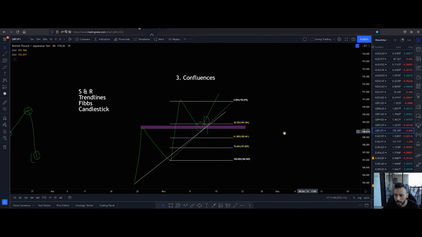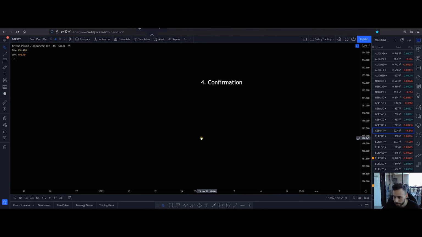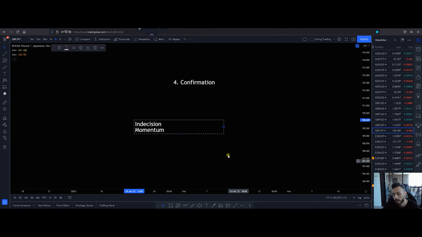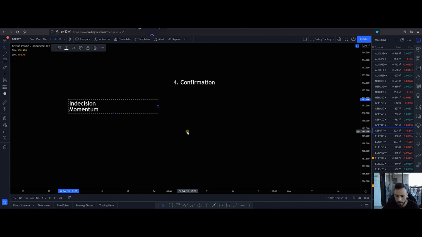So that's step 3. Now the last step is confirmation. Now there's sort of 2 ways to do this. When price comes towards an area of value, usually you see indecision. So you see candles that show you that price has slowed down, people have taken profit. There's a bit of indecision in the market between buyers and sellers. And the last thing you see is momentum, okay? Now, these are candlestick patterns.